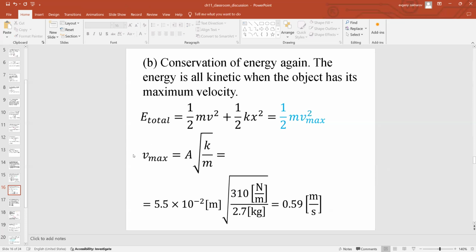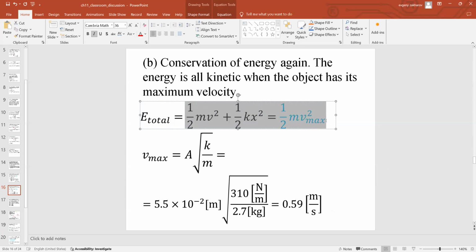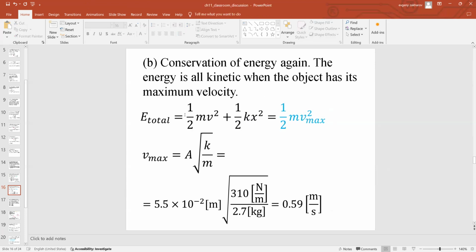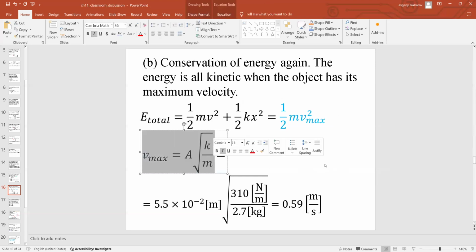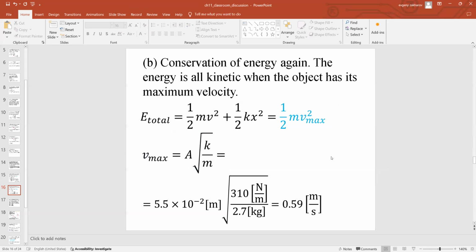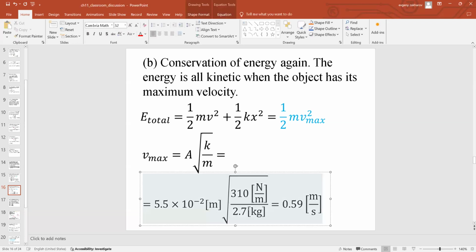Yeah, conservation of energy again. Everything's here. But now it is the maximum speed, which happens at equilibrium. It was maximum stretch and compression. Now it's maximum speed at equilibrium. No x, x is zero. So it's all kinetic, and we already have the solution for the maximum speed from lecture derivation. So you got your maximum speed right away.